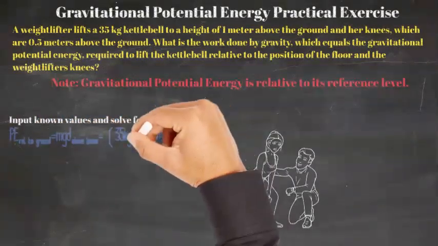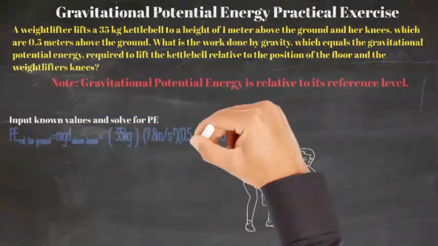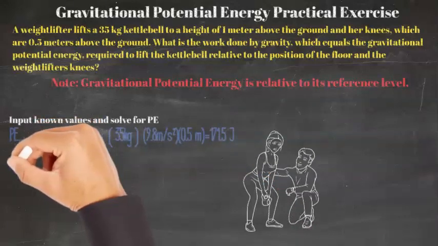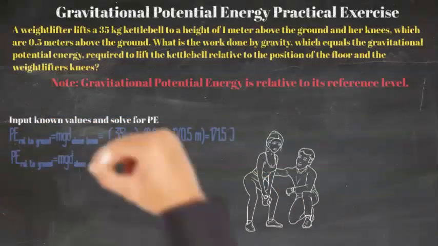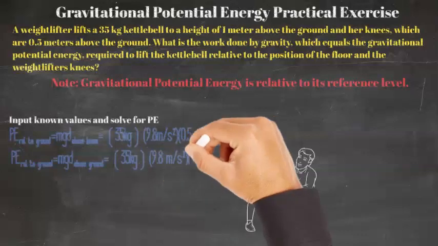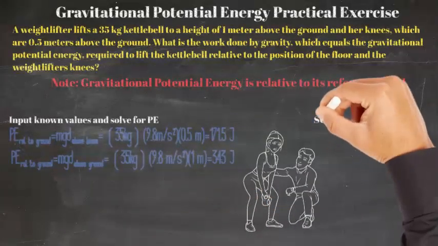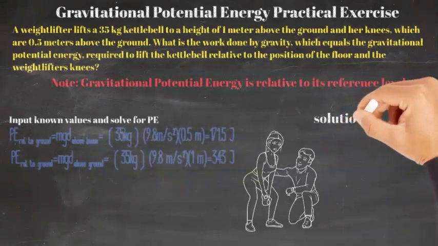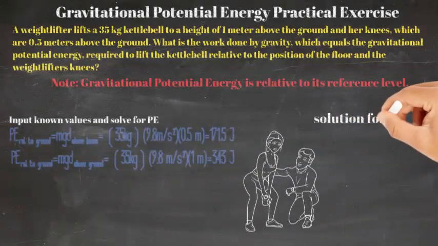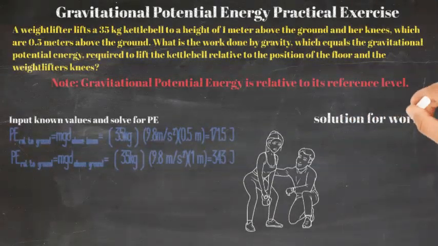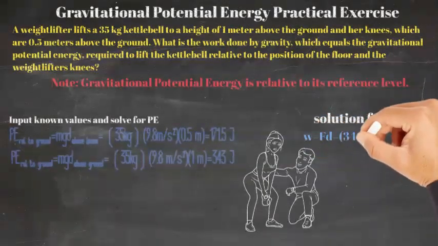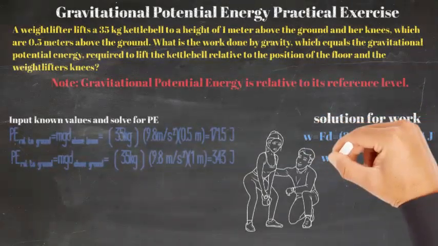The next step would be to plug our known values into the formula. Potential energy relative to reference level equals mass of an object times the gravitational force acting on the object times the distance moved in relation to the reference level. Something important to remember when calculating potential energy is that without a reference level it does not mean anything. Now we would solve the equation to get our answers.